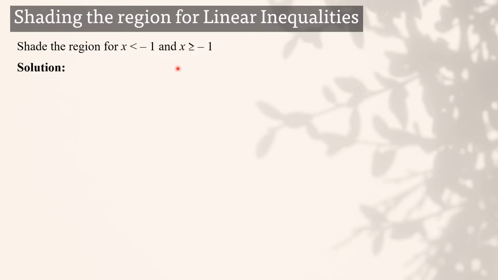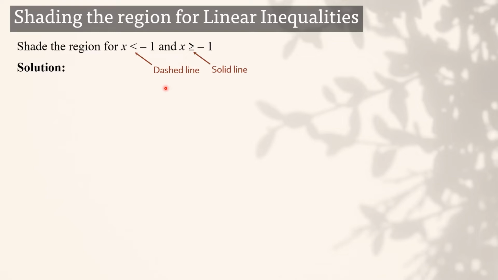First, we try to determine whether we're going to use a solid line or dashed line for those inequalities. As you can see here, this inequality symbol is less than without the equal sign, so we're going to use a dashed line. Whereas for this symbol, greater than or equals to with the equal sign, we're going to use a solid line.